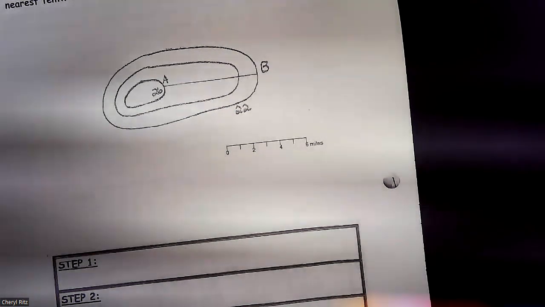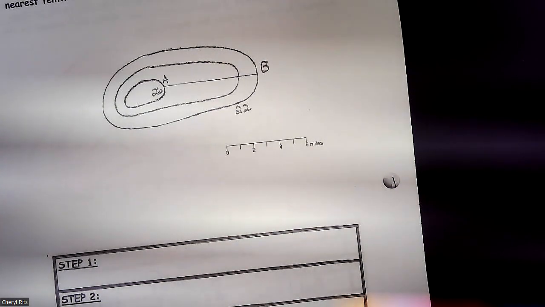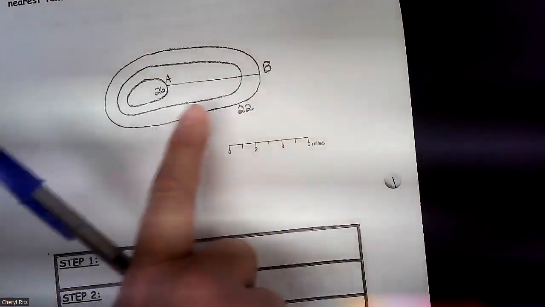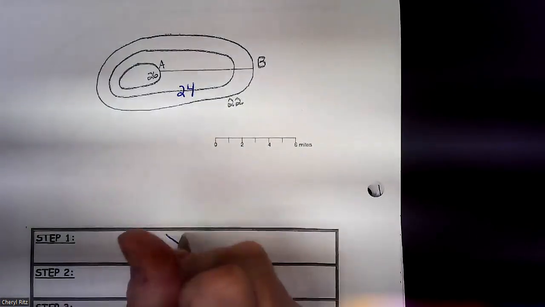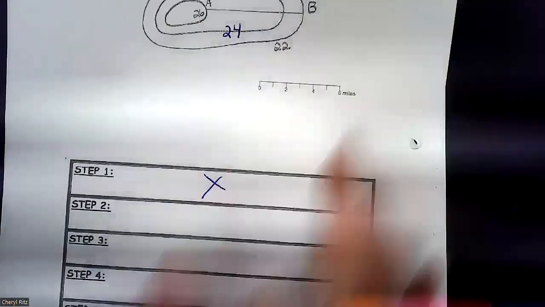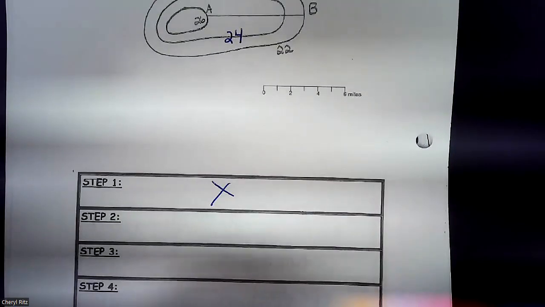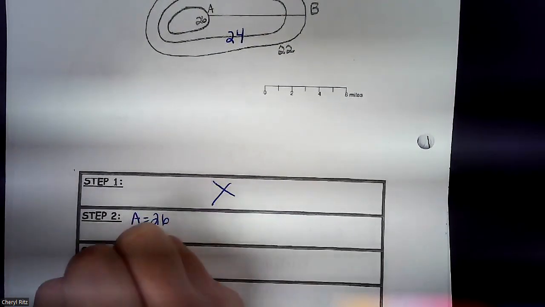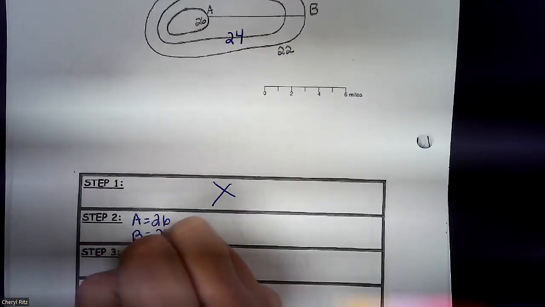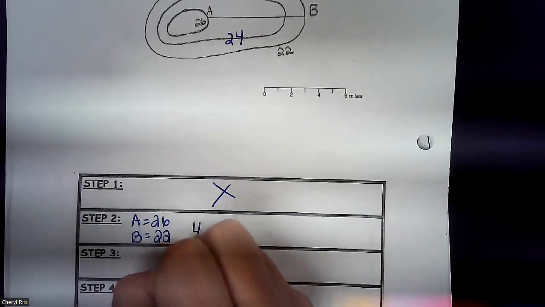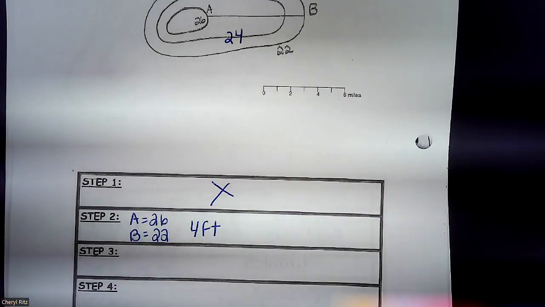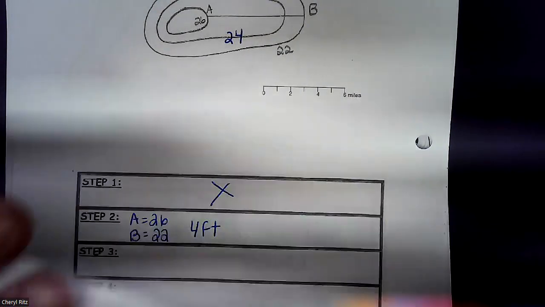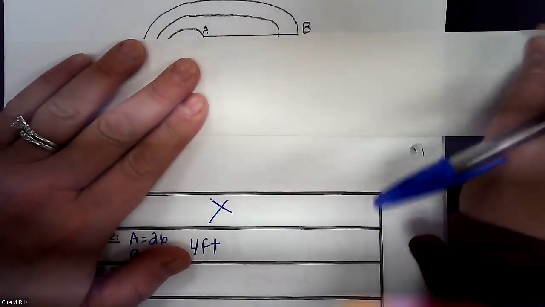All right, let's see how you did on that one. So what are they going up by? 2s. So there's 20, 22, 24, 26. So step one, there's nothing to write. Step two is the change from A to B. What is A? 26. What is B? 22. So how much did they change? 4 feet.